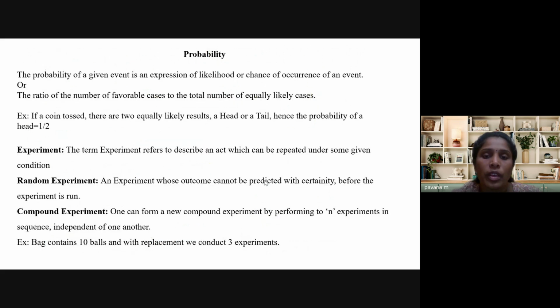The next topic is probability. What is probability, and why do we have to use it? The probability of a given event is expressed as the likelihood or chance of occurrence of an event. Why do we calculate probability in business? Because business is uncertain, and we have to deal with uncertain situations.